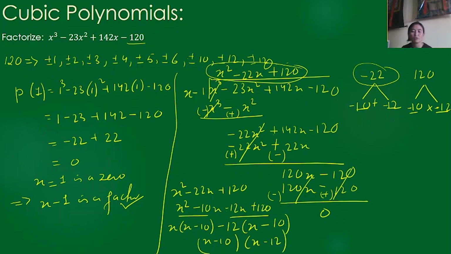So the factors of the given polynomial are: the first factor that we found is x minus 1 by using the factor theorem, and by dividing and then using the splitting the middle term, we got the other two factors, that is x minus 10 and x minus 12.